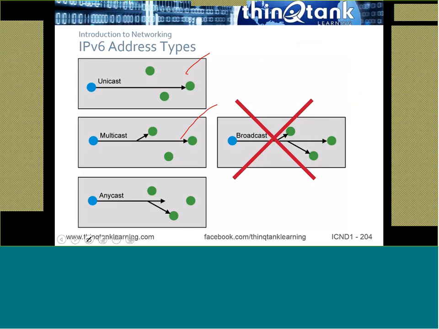But we still have unicast. Of course, we have multicast. It plays a very, very important role in communication in the IPv6 world. And anycast. We talked about those address types in a previous chapter.